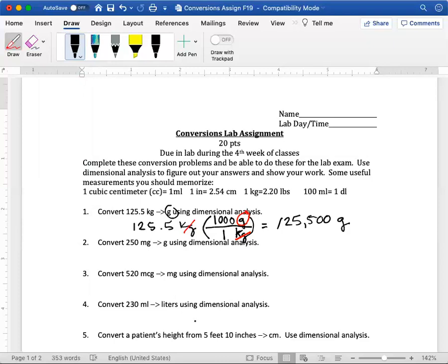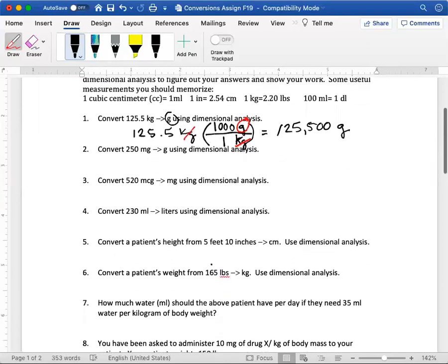You're going to convert milligrams to grams, micrograms to milligrams, mils to liters. Convert a patient's height from 5 feet 10 inches. How are you going to handle that? You're going to convert the 5 feet to inches, add your 10 inches, convert it to centimeters. Pounds to kilograms. This is really useful because a lot of drug dosages are in kilograms. So you need to convert pounds to kilograms. You're going to eyeball the person's weight, divide by 2, and that's roughly the kilograms.